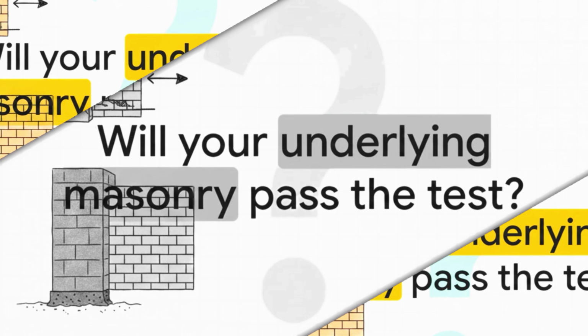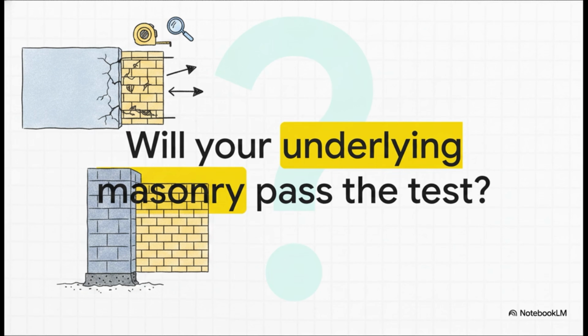I want to leave you with this final thought. Plaster will only hide poor workmanship for a very short time. When the moisture finally dries, the shrinkage begins, and all those structural forces start acting upon the wall, will your underlying masonry pass the test? True quality in civil engineering is always built from the inside out. Make absolutely sure your hidden foundation is flawless before you ever allow it to be covered up.